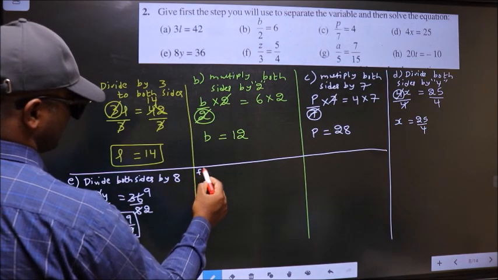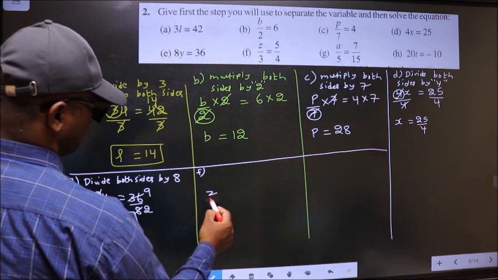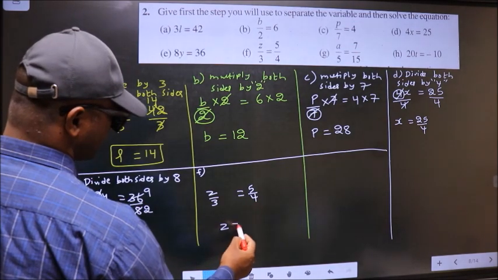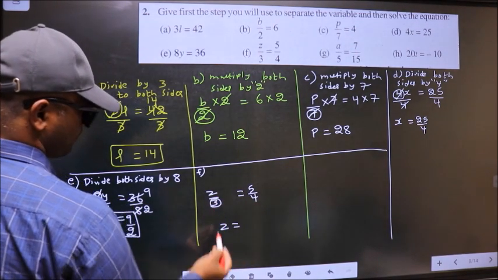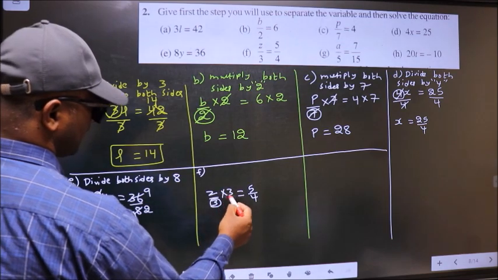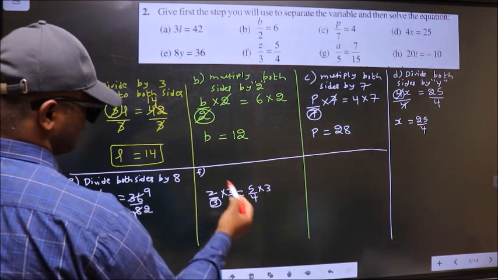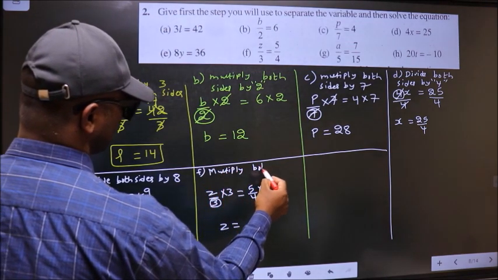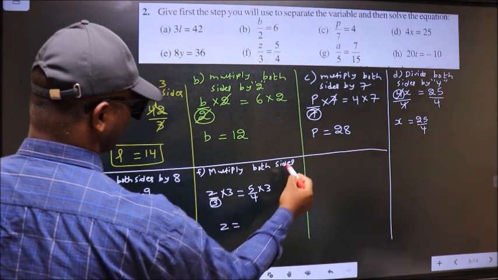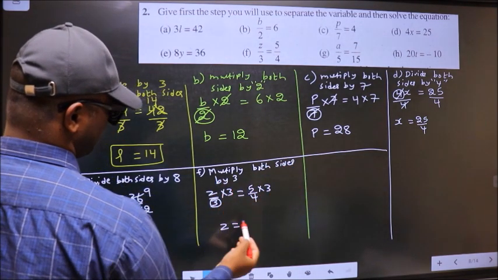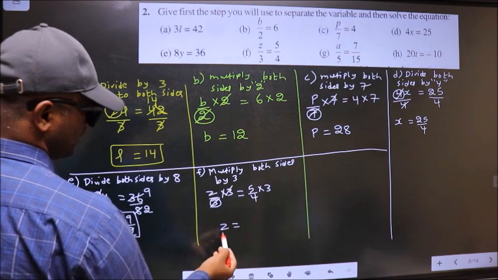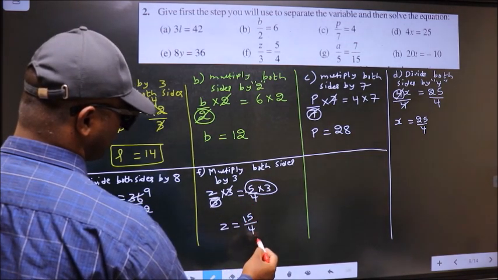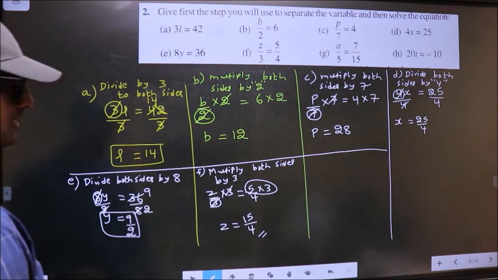Next, F, z by 3 equal to 5 by 4. Now to get z, we should remove this 3. To remove the 3, we should multiply by 3 on both sides. So our step is multiply both sides by 3. So now 3 cancels out, here you get z, and here 5 into 3, 15 by 4. This is our answer.